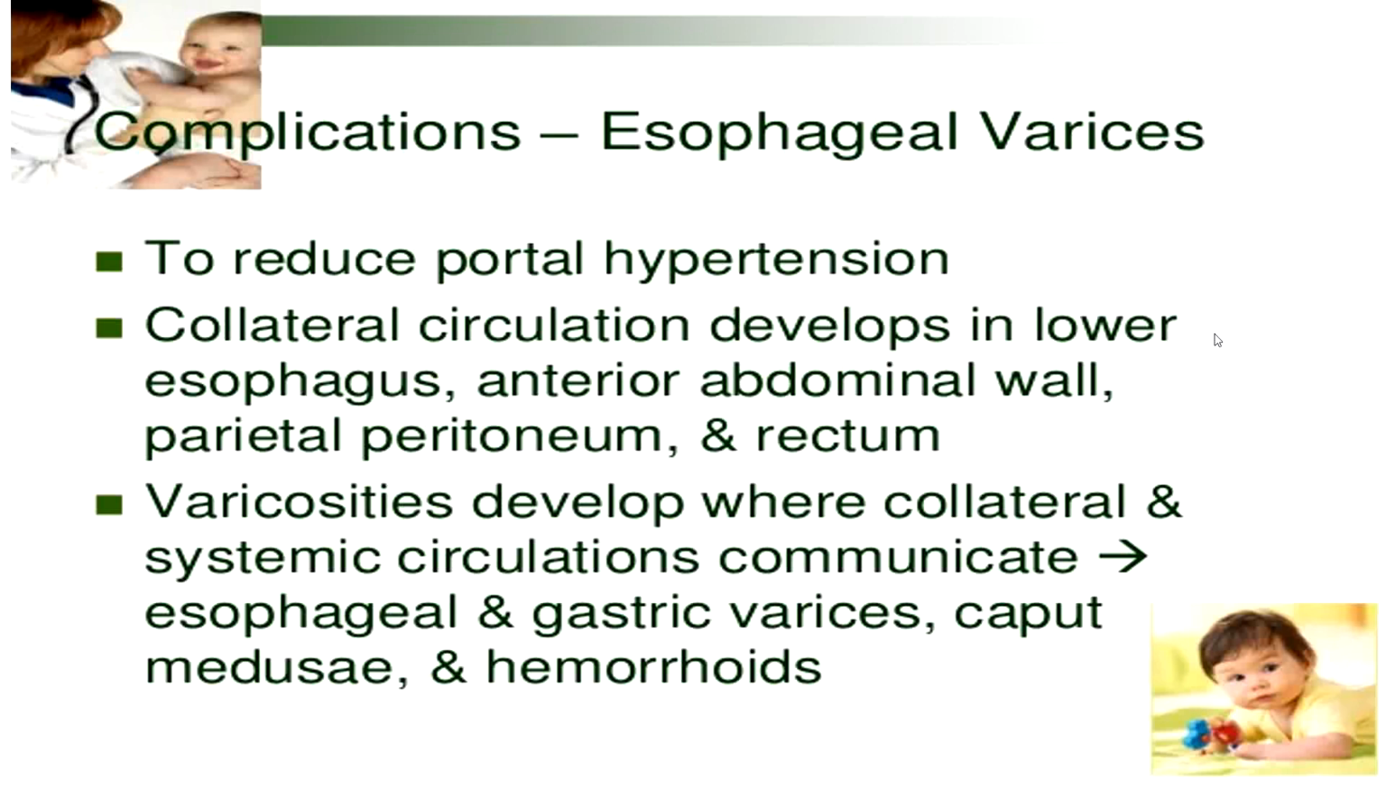the falciform ligament, peritoneum, and the rectum, in which the communication channels are anatomically present between portal circulation and the systemic circulation. So these veins ultimately become varicosities. So they may bleed, ending up as esophageal and gastric varices, caput medusae, and hemorrhoids. All these clinical problems are frequently seen in these patients.